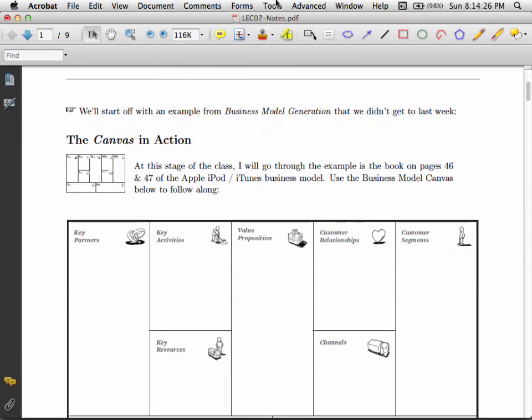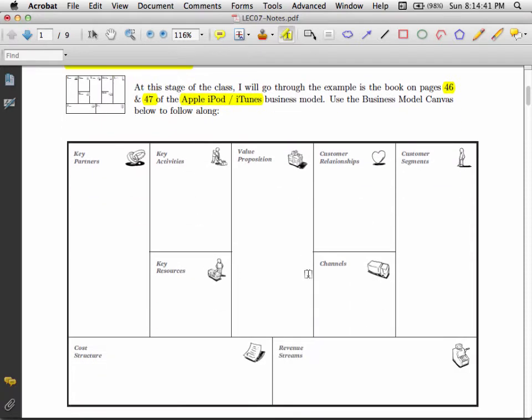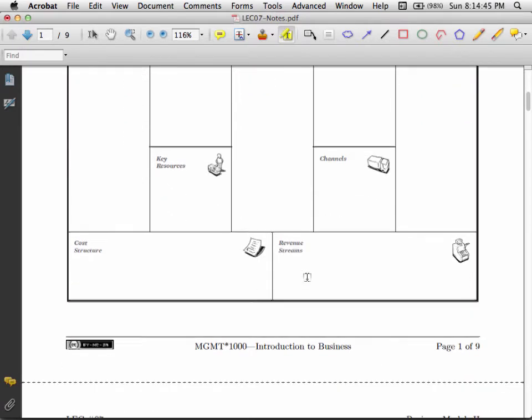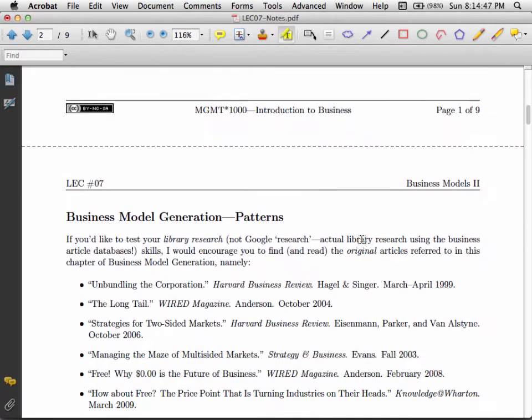One of the first things I did, in the lecture 6 video, was take the Apple iPod, iTunes business model from pages 46 and 47 of the Business Model Generation book and map it out on the canvas. So I'm not going to do that. I will let you look at that in the book on those pages.